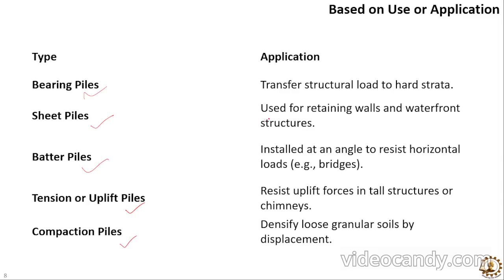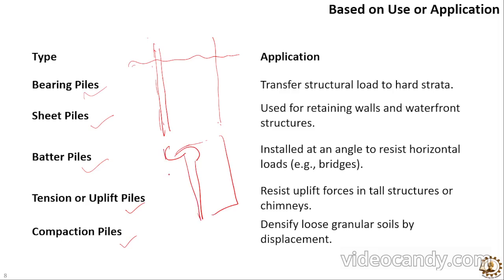Now, sheet piles are used for retaining walls and waterfront structures. That means suppose this is a river, and I want to construct a bridge in this zone. So what I have to do is install sheet piles here. These are basically like anchors, like this kind of sheets are present, and they are anchored together. So it will create a hollow space like this. We anchor and create a hollow space, pump out the water, and then we can go for the construction. So these are known as your sheet piles.